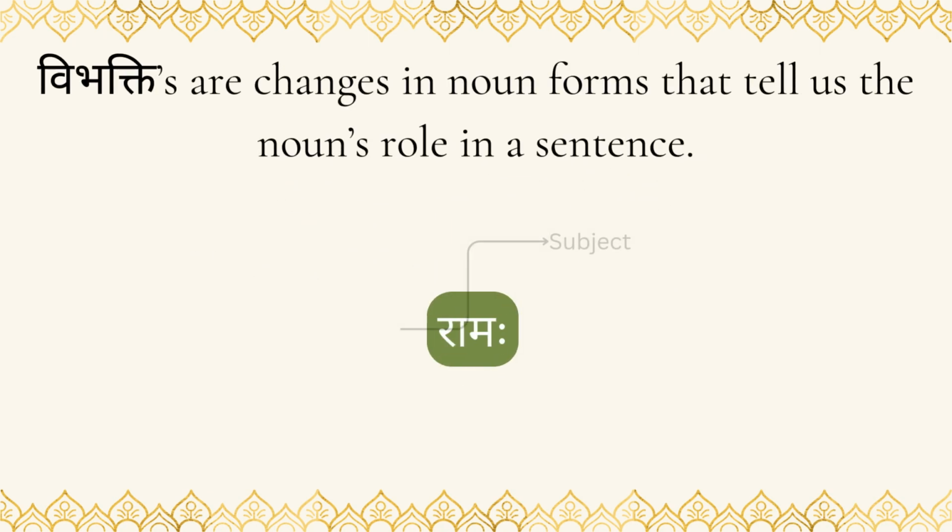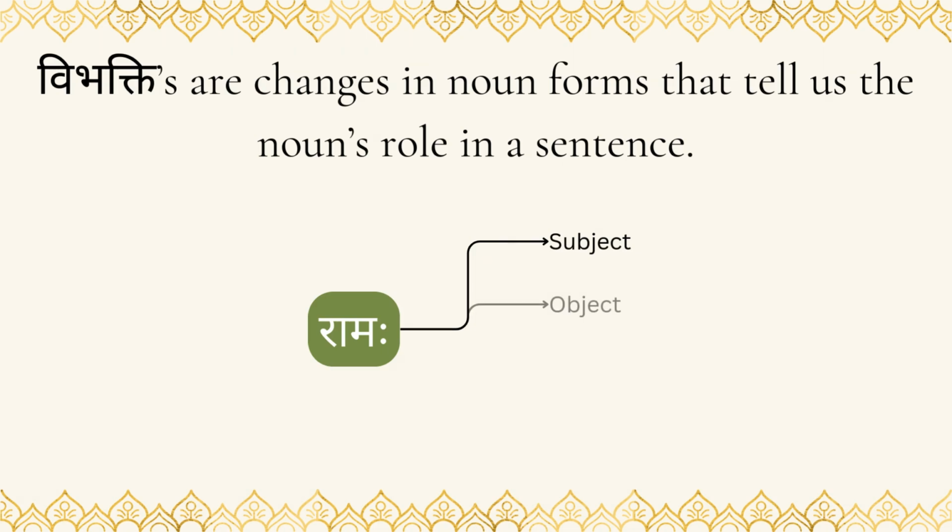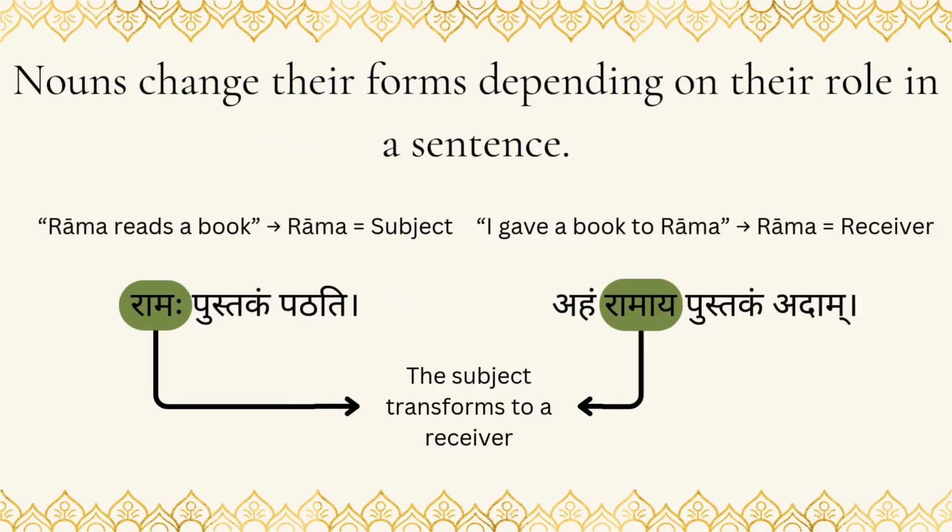In Samskritam, nouns change their forms based on their role in a sentence. These changes are called Vibhaktis. For example, if we say Rama reads a book, Rama is the subject. But if we say I gave a book to Rama, Rama's role has changed to a receiver. And in Samskritam, the form of the noun Rama changes based on these roles. That's where Vibhaktis come in.